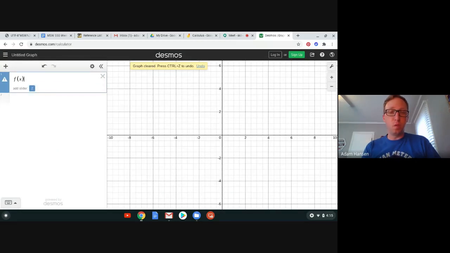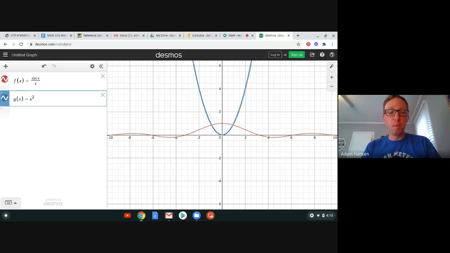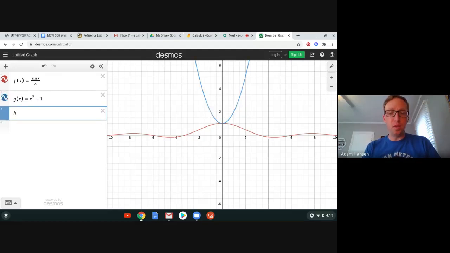So let's do f of x equals sine x divided by x. Notice that my function's undefined, like I said, at 0. But if we can make some functions that are strictly greater than and strictly less than sine x divided by x on some interval, if we know the limit of those two functions, we can assume that the limit of sine x divided by x would be equal to the same thing. So you could do lots of different things. Might do x squared plus 1. And maybe h of x equals 1 minus x squared.